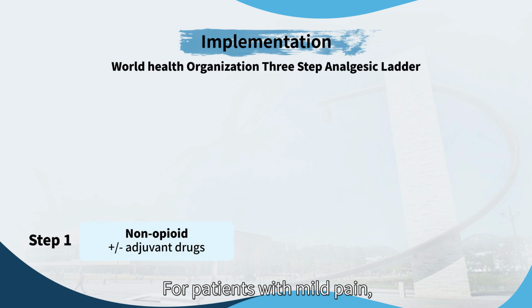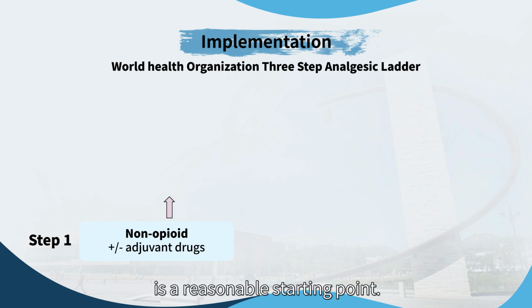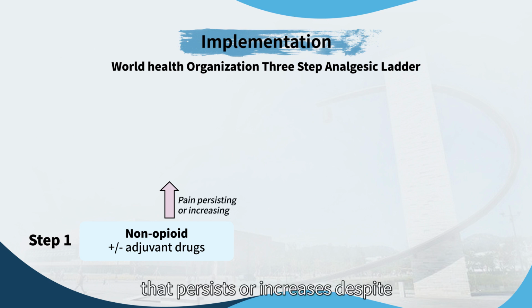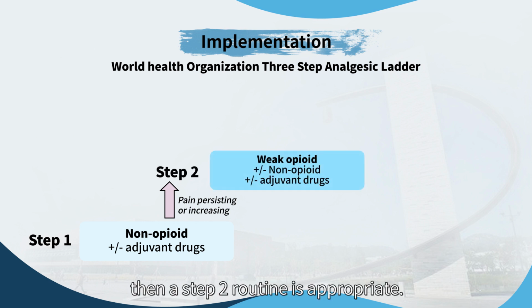For patients with mild pain, Step 1, drugs of the analgesic ladder. Non-opioid analgesics with or without an adjuvant analgesic is a reasonable starting point. If the patient has mild pain that persists or increases despite using full doses of Step 1 medications, or if the pain is moderate, then a Step 2 routine is appropriate.